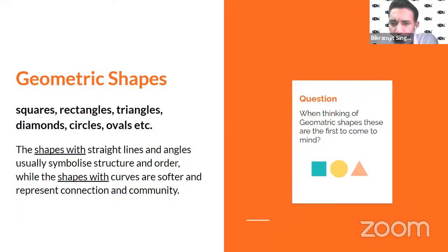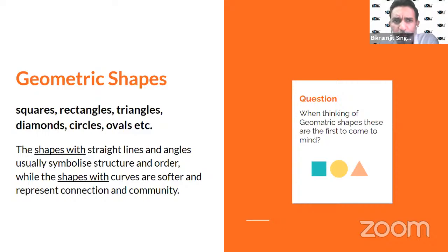Let's see geometric shapes. The first thing that comes to our mind is the square, the circle and the triangle. But there is a psychology attached to the use of each shape. The shapes with straight lines and angles usually symbolize structure and order, while the shapes with curves are softer, and of course they represent connection and community. They are friendlier.